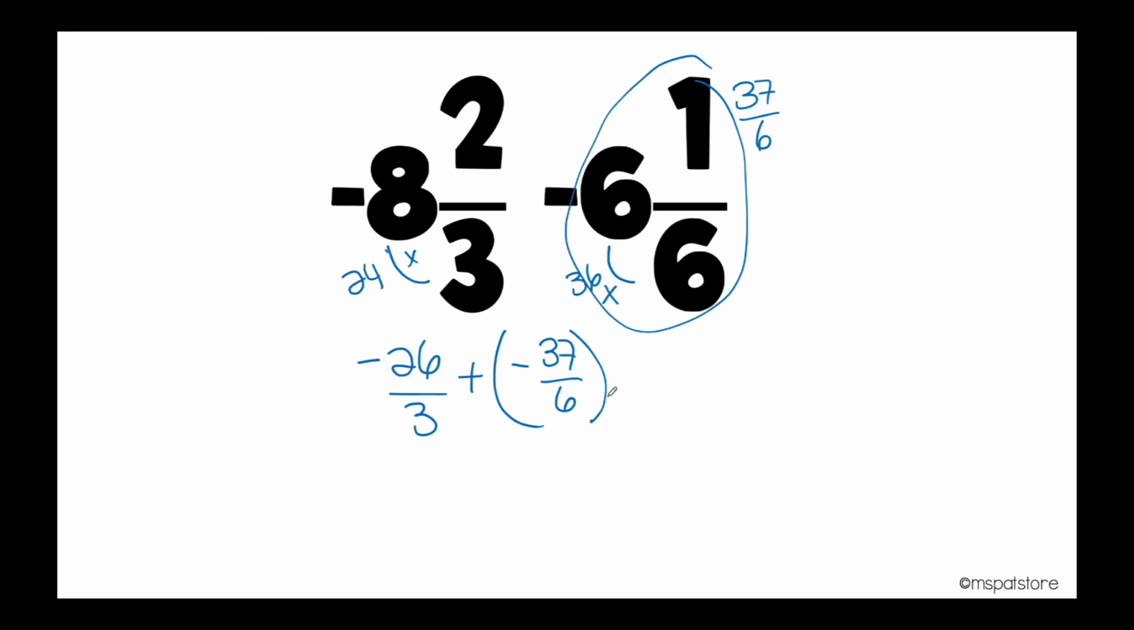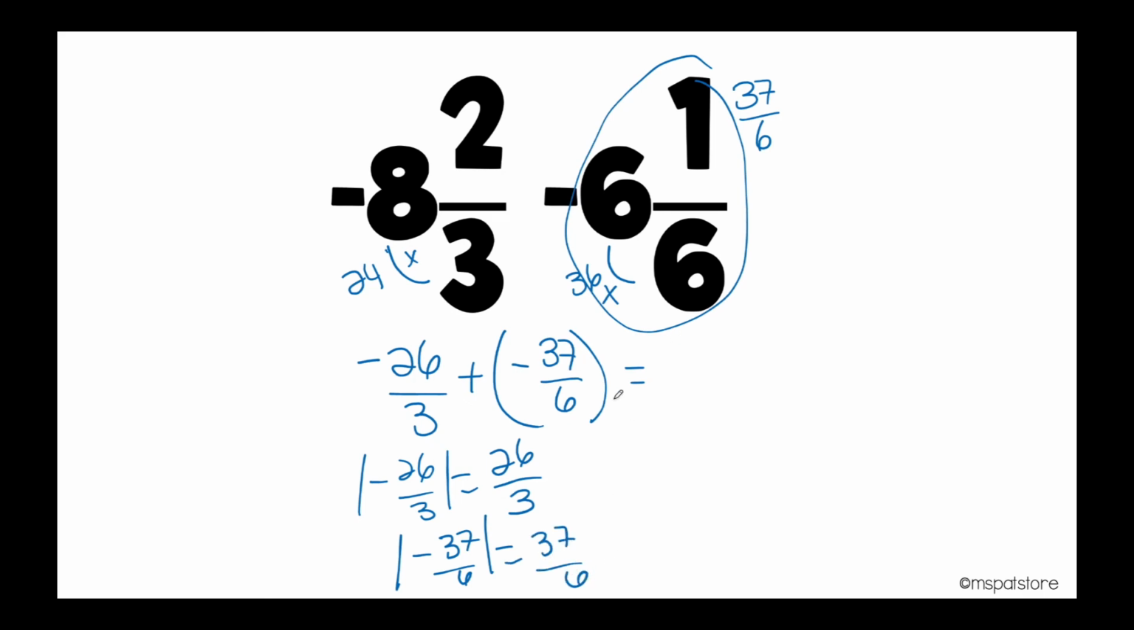And now I see that they have the same sign, so I'm going to add their absolute values. So remember, the absolute value of negative 26 out of 3 is positive 26 out of 3. The absolute value of negative 37 out of 6 is positive 37 out of 6. So now I'm ready to do my addition. I'm going to add my two absolute values because they have the same sign.